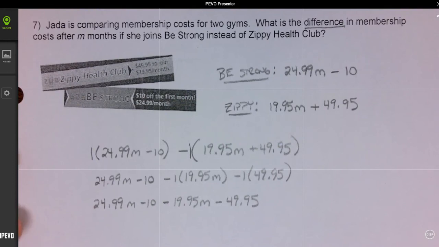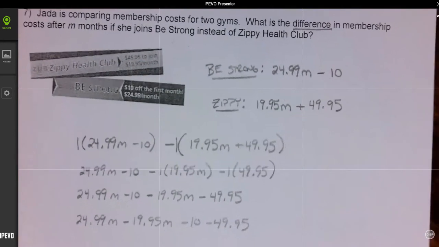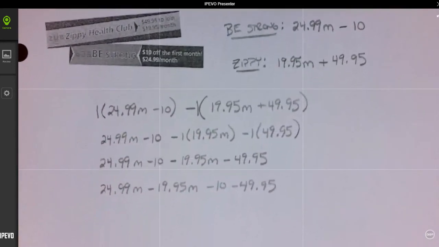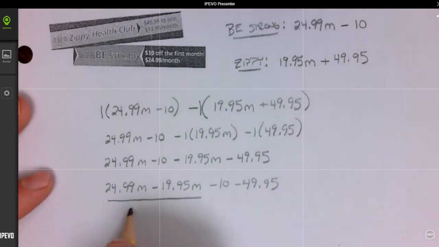Okay, let's go ahead and rearrange. We're going to have $24.99M minus $19.95M. And then the constants, minus 10 minus $49.95. And now if we go ahead and combine those similar terms, I'm going to start with my variable terms. $24.99M minus $19.95M is 5.04M.